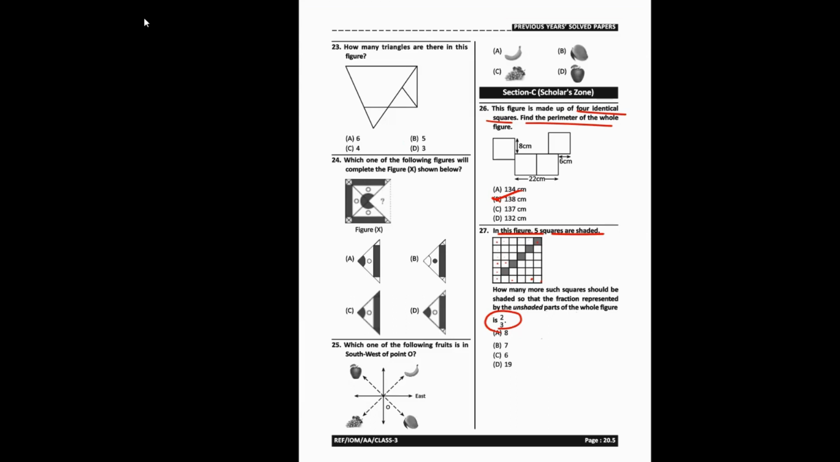So 36 squares, if 2/3 has to remain unshaded, how many squares need to be unshaded? 2/3 of 36, that's 12 into 2, 24. Okay. So 24 unshaded, that means how many shaded? 36 minus 24, that's 12. 12 should be shaded. How many is already shaded? 1, 2, 3, 4, and 5. 5 are already shaded. So how many more do you need to shade? 12 minus 5, that's 7. Option B as my answer.